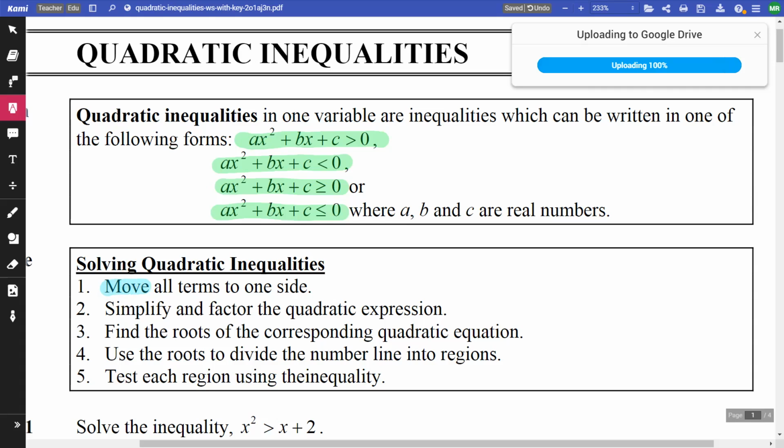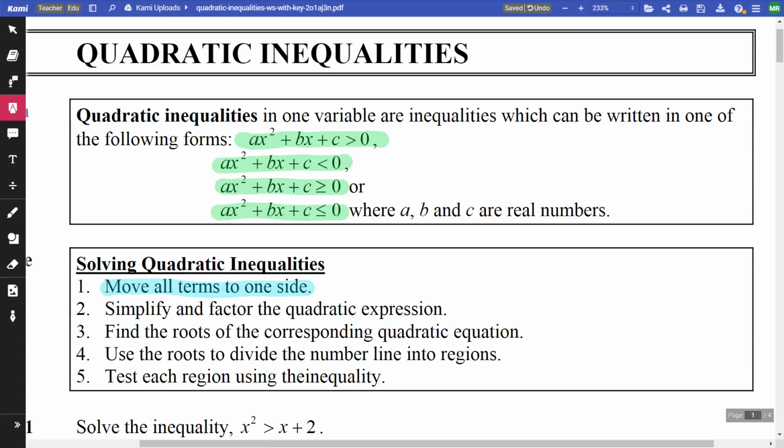What you want to do with these is move all the terms to one side, have 0 on the other side, if it doesn't look like the ones I just highlighted in green. You want to simplify and end up factoring this. Then you want to find the roots, or basically the solutions that would make each of your parentheses equal to 0. Those are going to be your boundary points, and that's going to divide your number line into 3 separate regions.